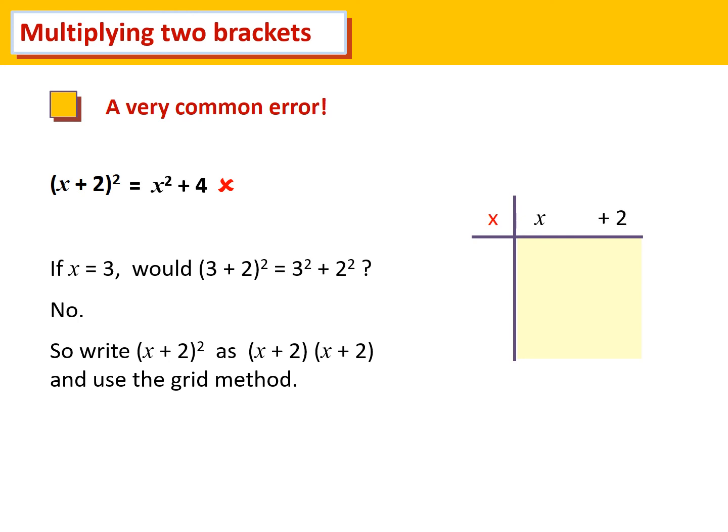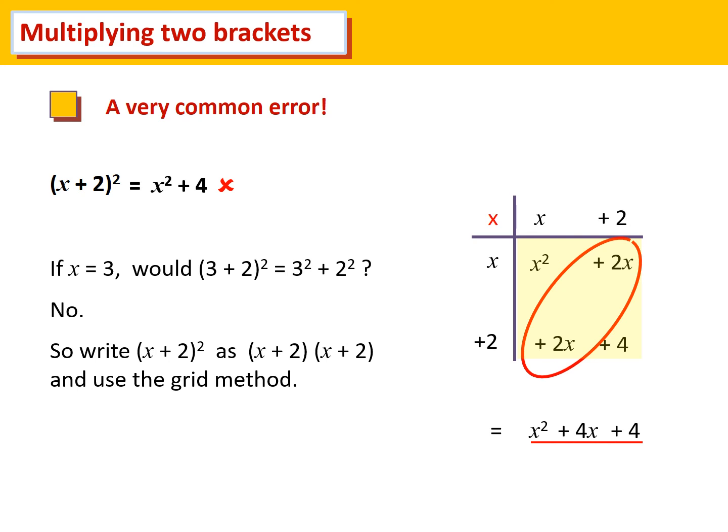It's x plus 2 on one side times x plus 2 on the other. The four areas, when we multiply them together, x squared plus 2x plus 2x, and finally plus 4. So when we put that together, we have x squared. Note now plus 4x. In our original wrong answer, we didn't have plus 4x, and then we get plus 4. So it's really important that you think this one through. Don't lazily jump to the wrong conclusion and use the grid method.